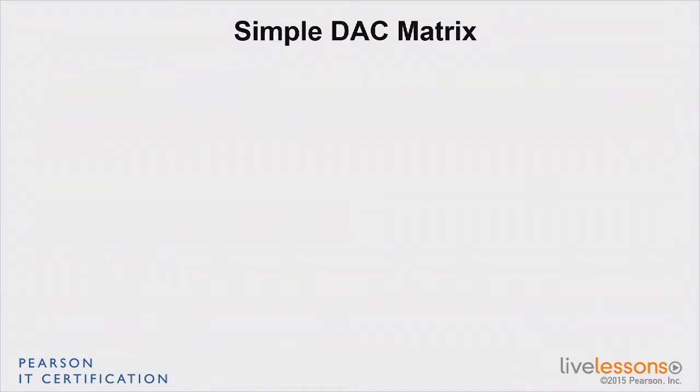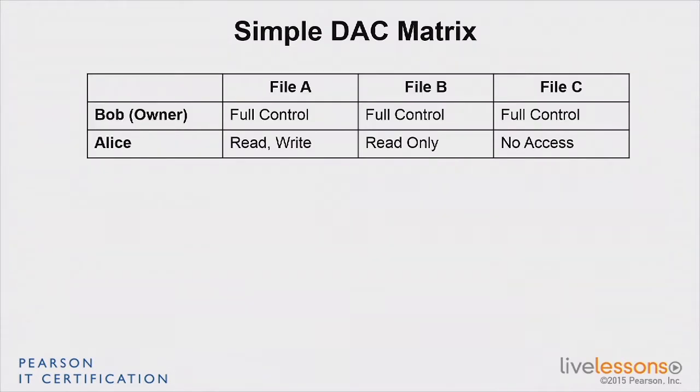So let's just look at a simple DAC matrix. You can see here that Bob is the owner. We have file A, file B, and file C. Bob is the owner. Perhaps he gives himself full control, or he has inherently, because he's the owner, full control of file A, B, and C. And he chooses to assign to Alice on file A that she can read and write file A, she can read only on file B, and she has no access on file C. But Bob is the owner, so Bob gets to make these decisions.